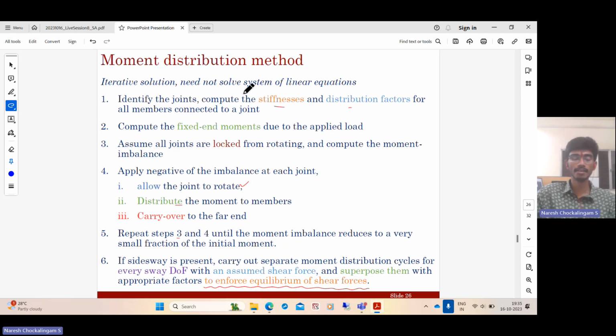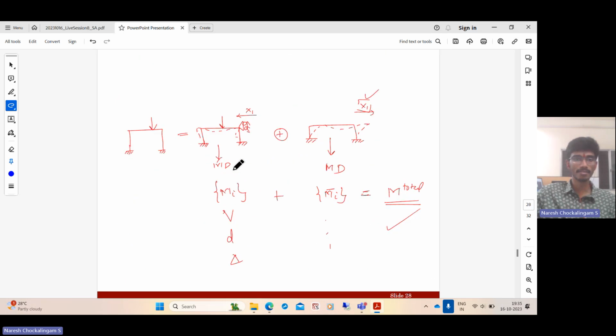It is iterative. So you can also go through this. I'll be sharing the slides. Then, yeah, direct stiffness, I don't think it's important at this stage.